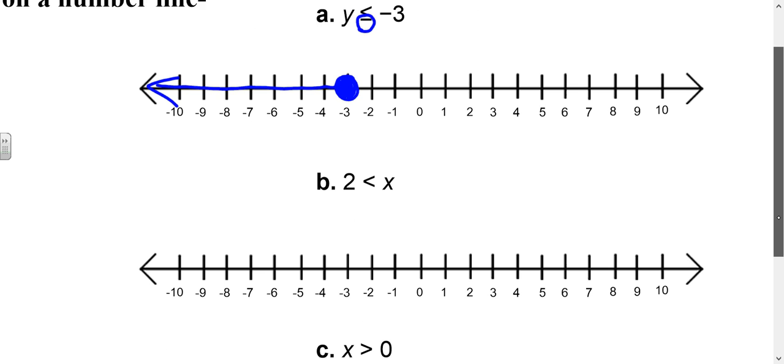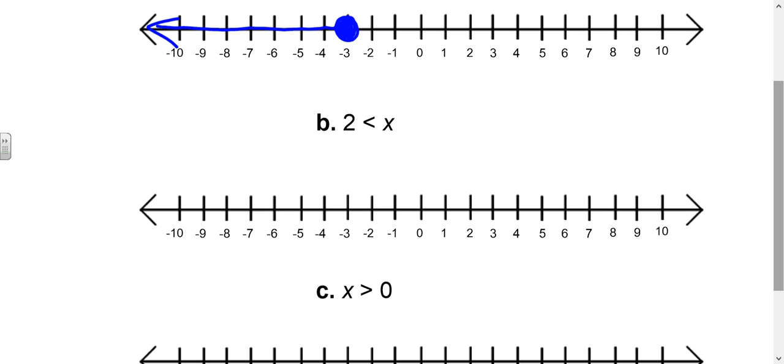We have 2 is less than x. Now the problem with this situation is usually the variable part comes first. So if I wanted to rewrite this, remember you always say like the alligator eats the bigger number? I'm sure you guys have heard that before. Well, that means that the alligator is always eating the x. So if I switch it around to where x comes first, then I'm going to switch my sign because I always want the alligator to be eating the x. X is the bigger number. So now this says x is greater than 2.